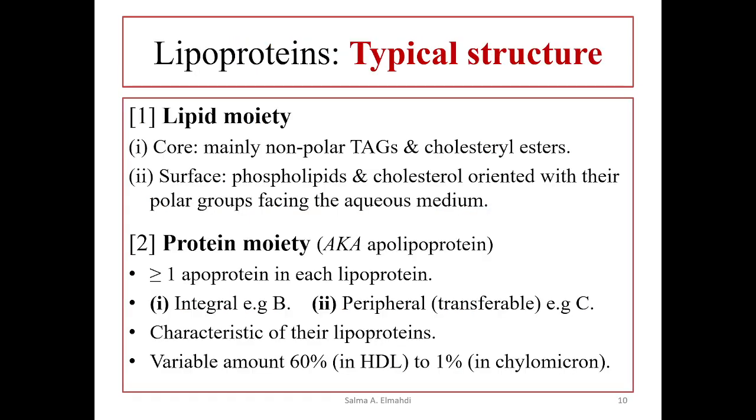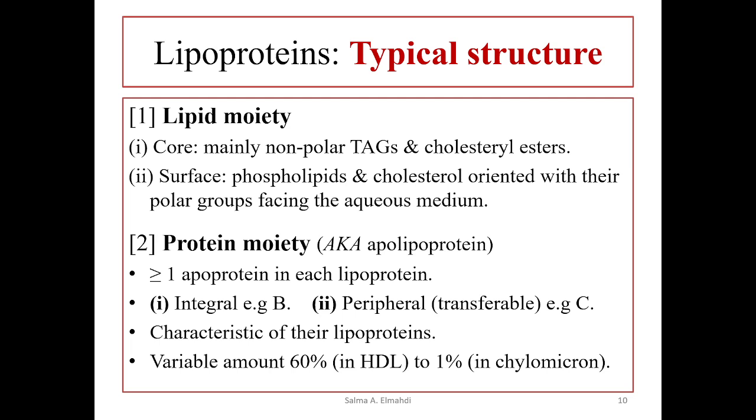The typical structure of a lipoprotein contains two components, lipid and protein. The lipid component, the core, mainly contains non-polar lipids, mainly triacylglycerols and cholesterol esters, while the surface lipids will be mainly the amphipathic lipids, as we said, the phospholipids and the cholesterol, oriented with their polar parts near the aqueous medium.